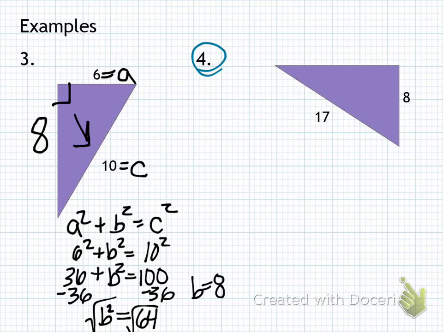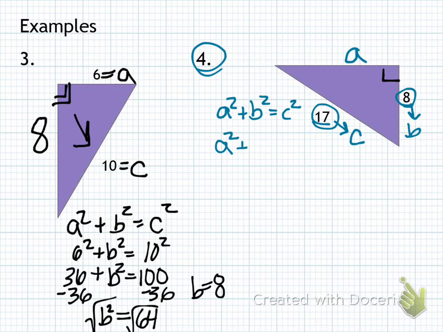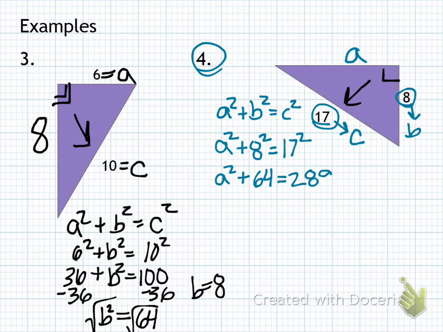Alright, and looking at number 4. Again, this is the right angle, using the Pythagorean Theorem. 17 is C because it's across from the right angle. 8 is the length of one of the legs, so I could call it A or B. Maybe I'll call it B this time just to switch things up. So I have A squared plus 8 squared equals 17 squared. 8 squared is 64. 17 squared is 289.